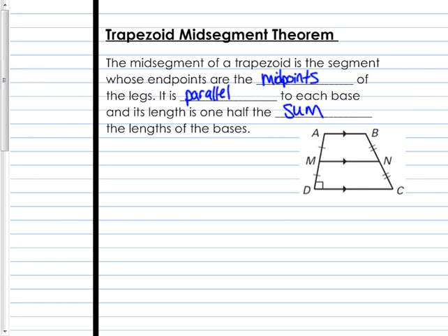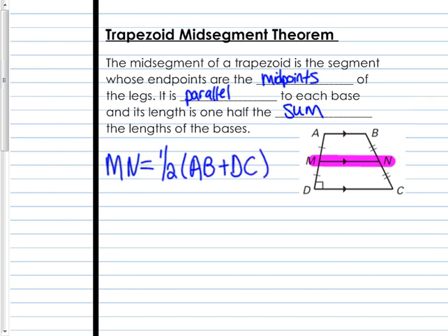So MN is the mid-segment. Okay, hopefully you understand MN is the mid-segment. Okay, it's in the middle. It's not cutting in half, but it's in the middle. Okay? And so if I want to find the length of it, it's one half of AB plus DC. So whatever AB and DC are, add them together, cut in half, that's the length of the mid-segment.